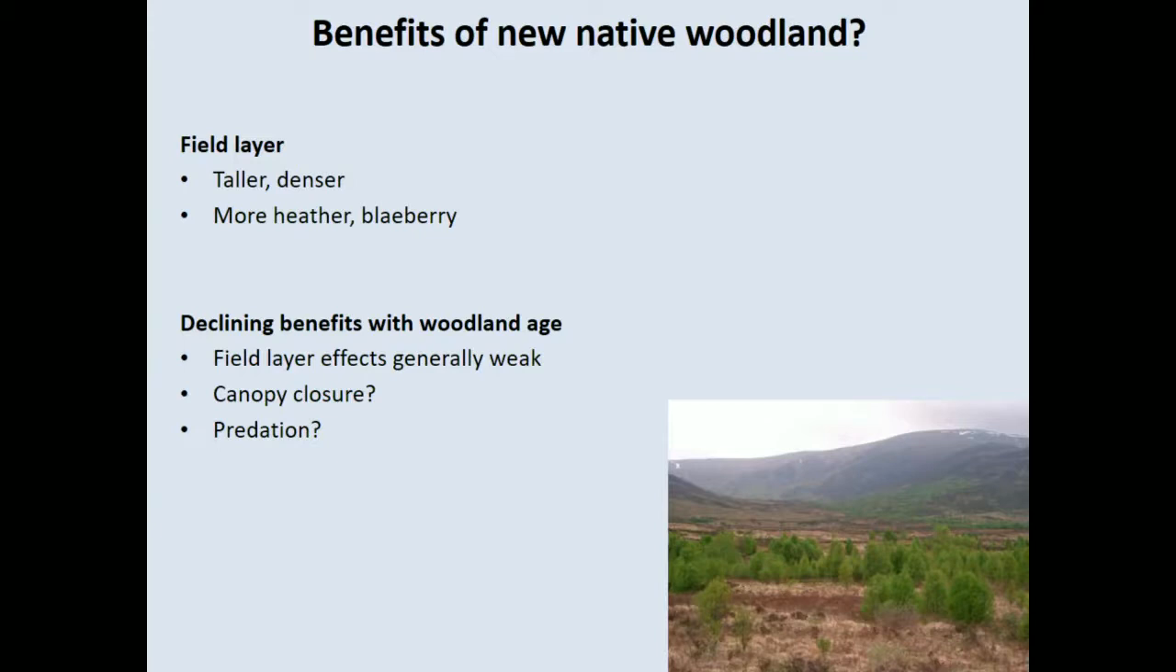So maybe there's other mechanisms which lead to these declining benefits of native woodland. For example, canopy closure. However, as I said earlier, because these plots are planted at lower densities than commercial stands, we would expect effects from canopy closure to be weaker. There might be other effects, such as increased predation risk. And we know that upland landscapes containing commercial conifer woodland can support higher predator abundances than more open landscapes without woodland. But we currently don't have any data as to whether native woodland supports these increased predator populations, and I think this would be something important to look at in future research.